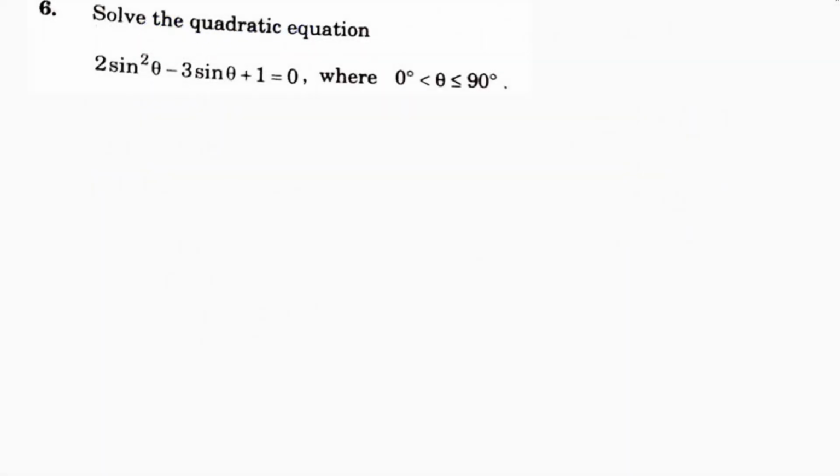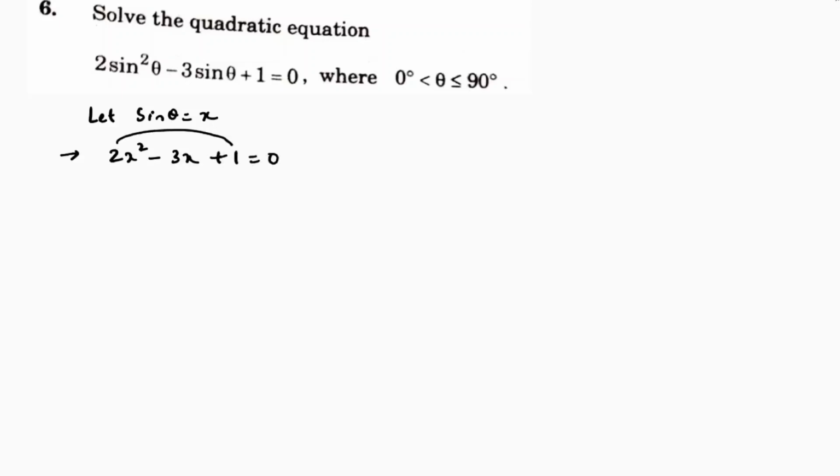Solve the quadratic equation 2 sin square theta minus 3 sin theta plus 1 equals 0, where theta is greater than 0 and less than or equal to 90. So it lies in the first quadrant, so all the ratios will be positive. Now 2 sin square theta minus 3 sin theta plus 1 equals 0. You can solve directly, or you can let sin theta be x. Then the equation becomes 2x square minus 3x plus 1 equals 0.